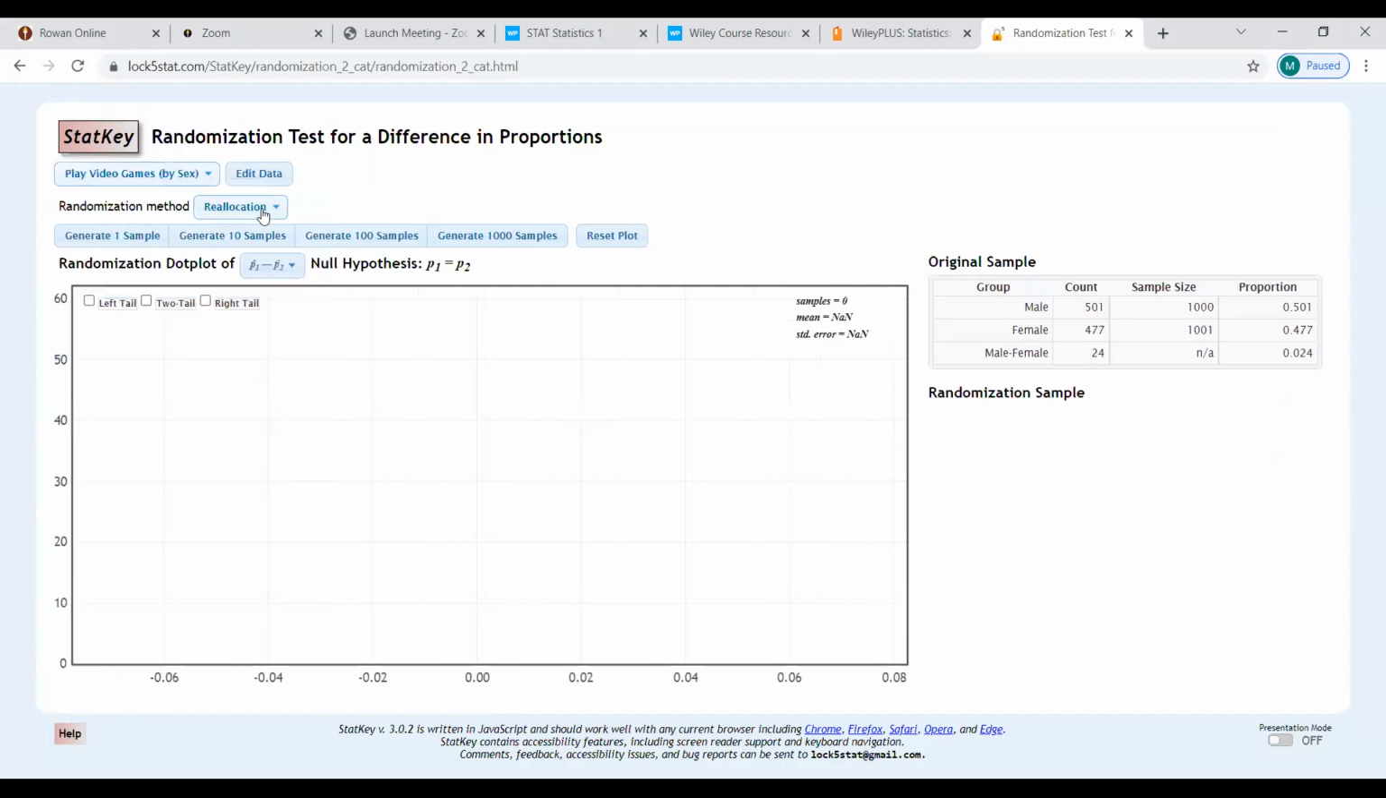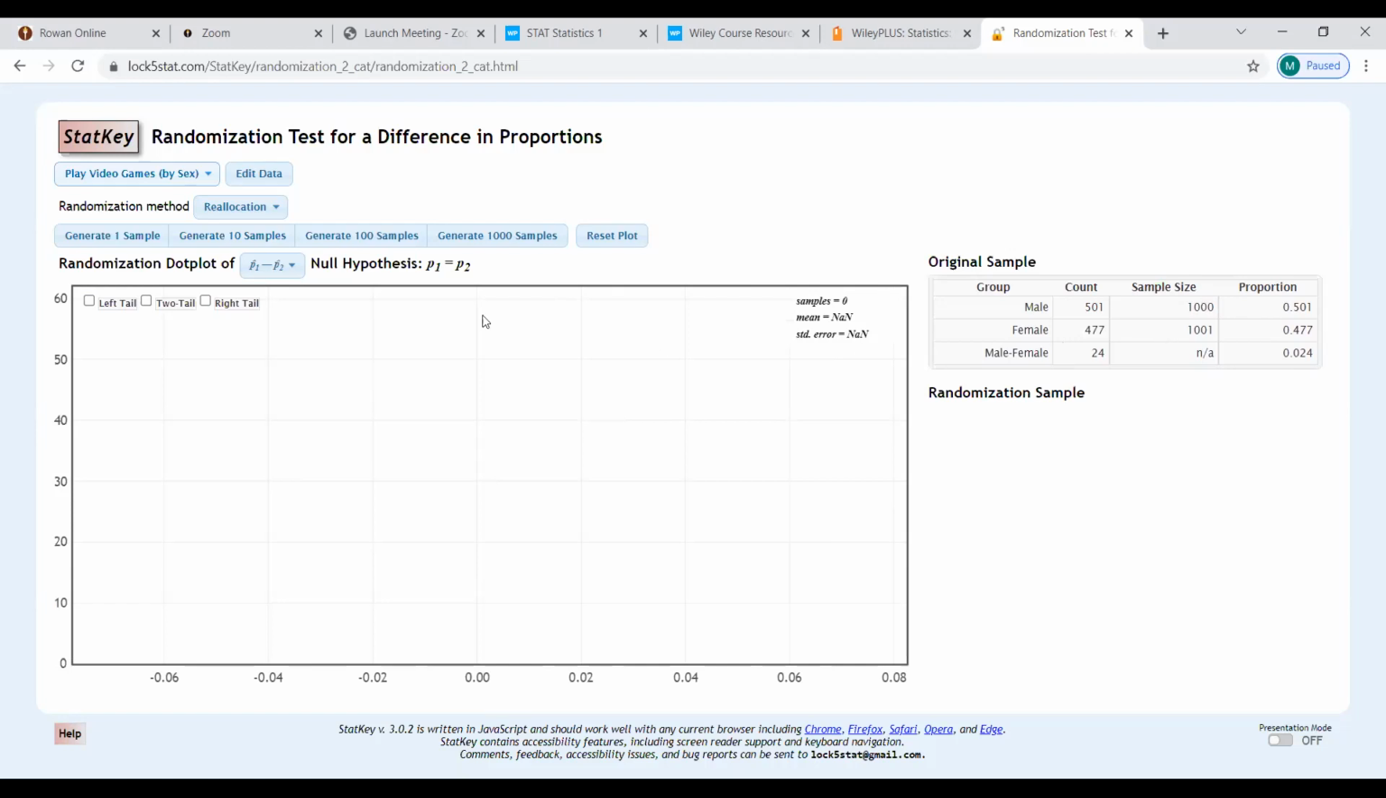So along here is the original sample. You can see the male proportion, 0.501. That's 501 divided by 1,000. The female proportion is 0.477. That's 477 divided by 1,001. And you can see the difference in proportions between the two groups is 0.024. Now, the null hypothesis is no difference between the two groups. Group one, by the way, is the males, and group two is the females.